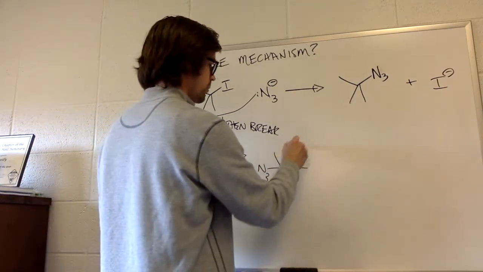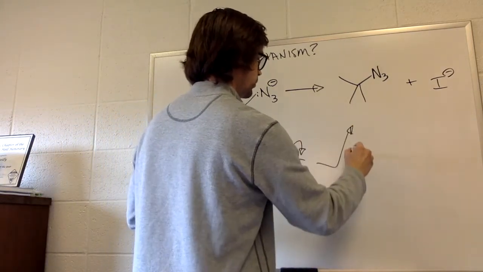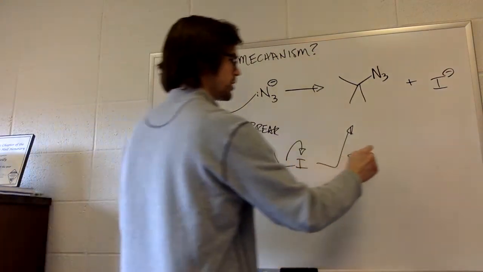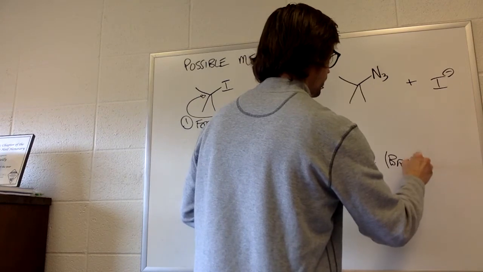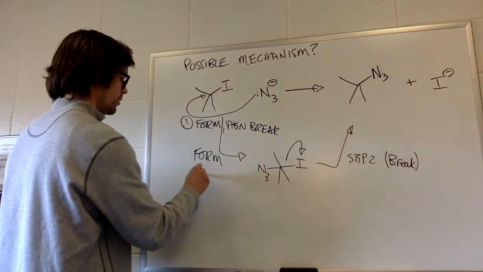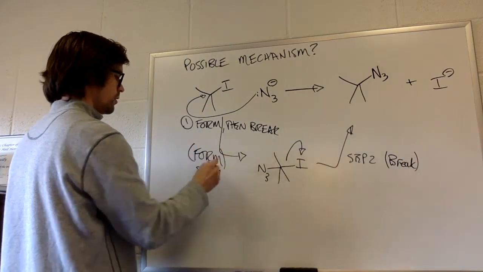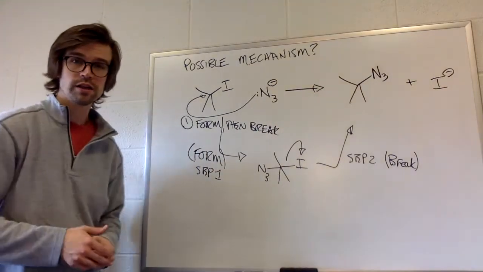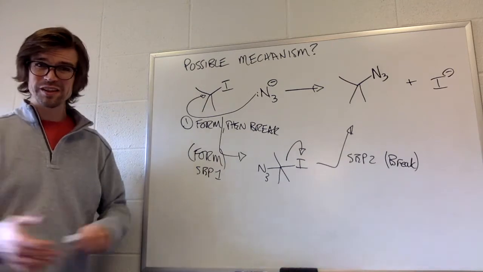And then we break. So then we'd have step 2, which is the breaking step. So this is a stepwise mechanism. Those arrows do get us to the product. Is this likely? What do you guys think?